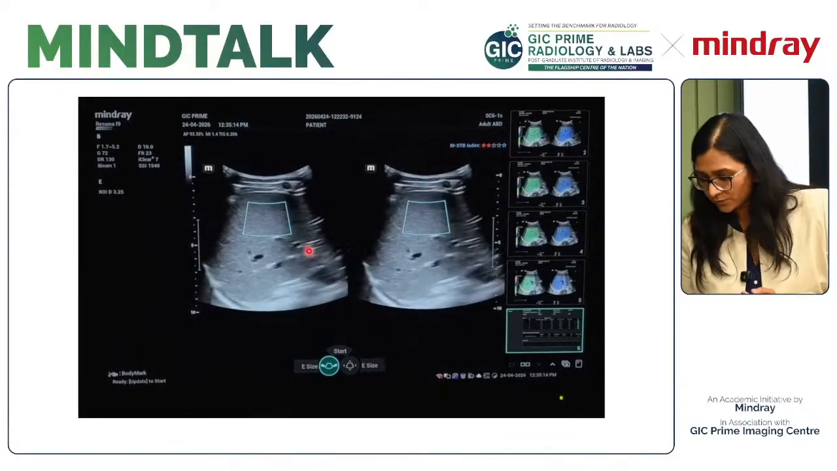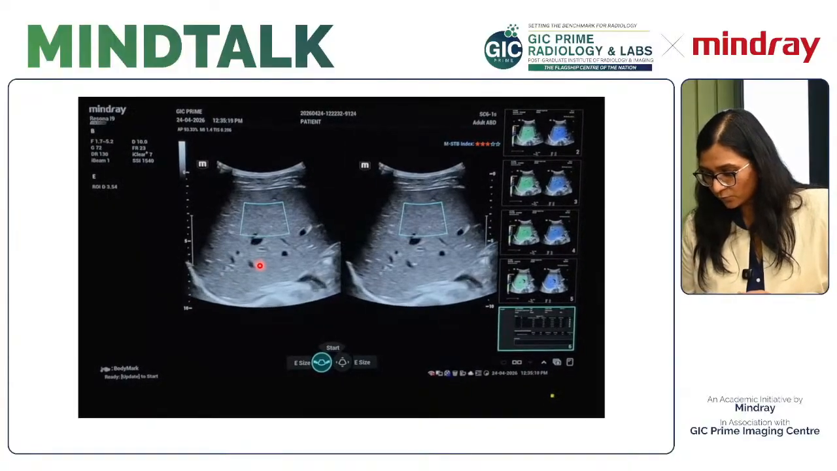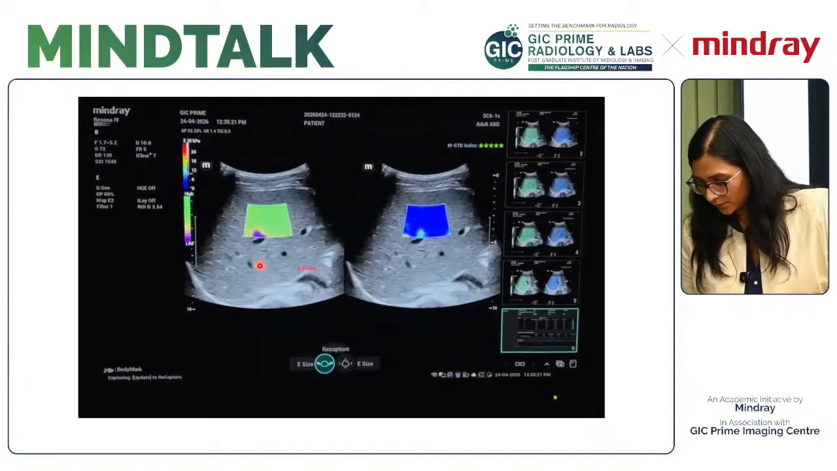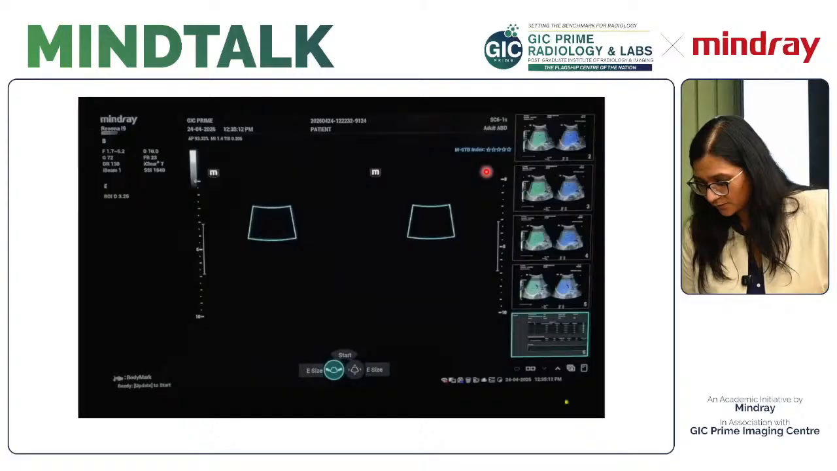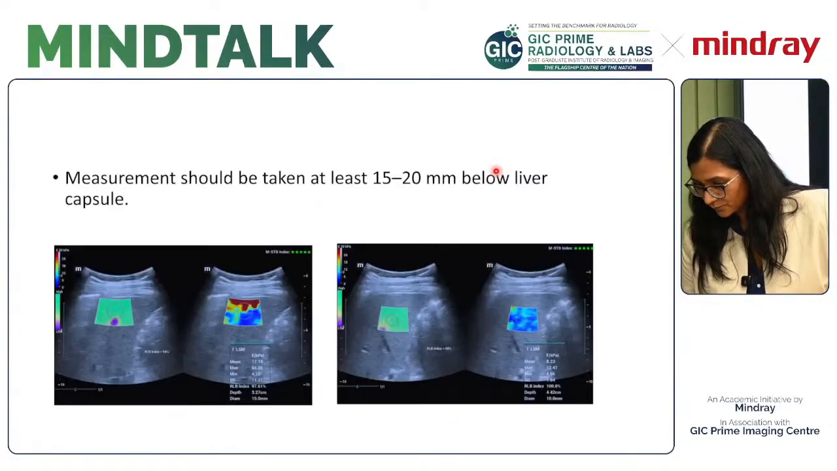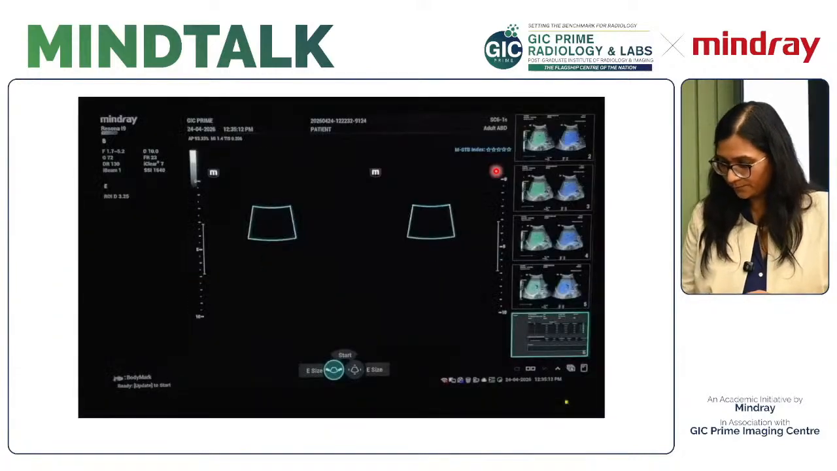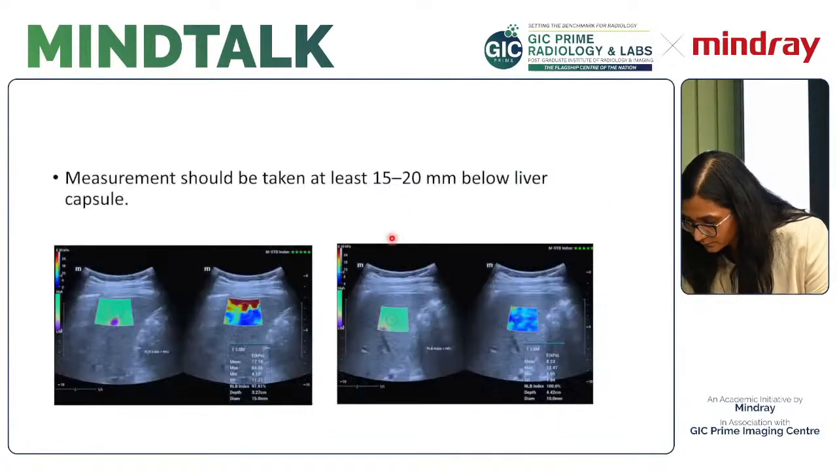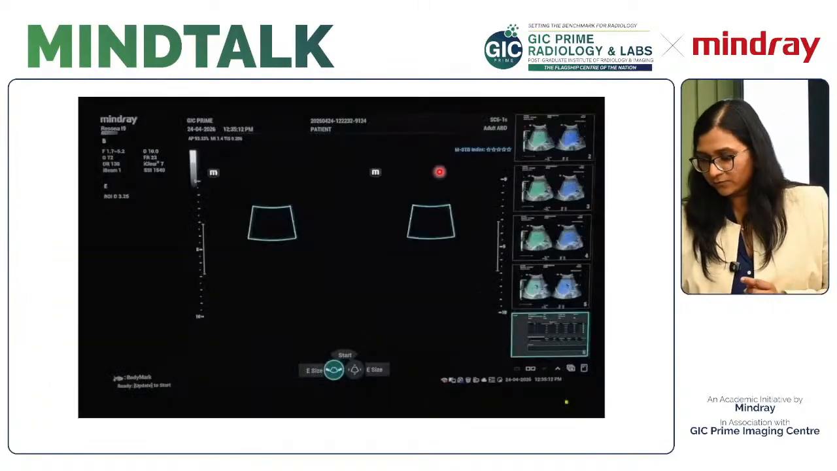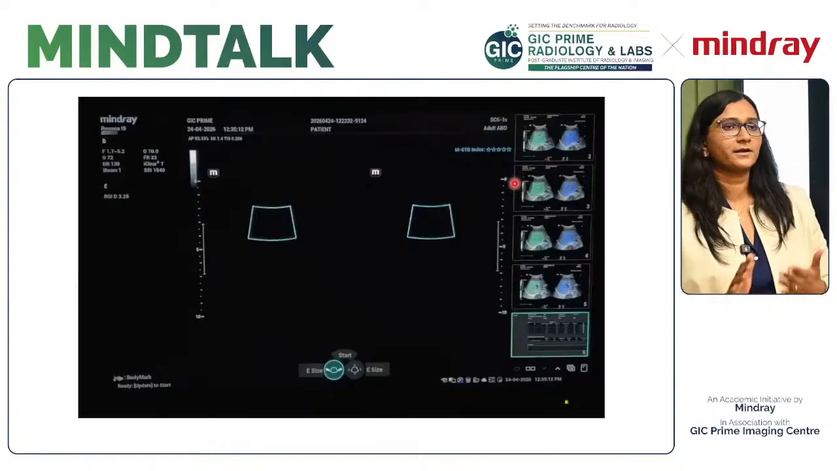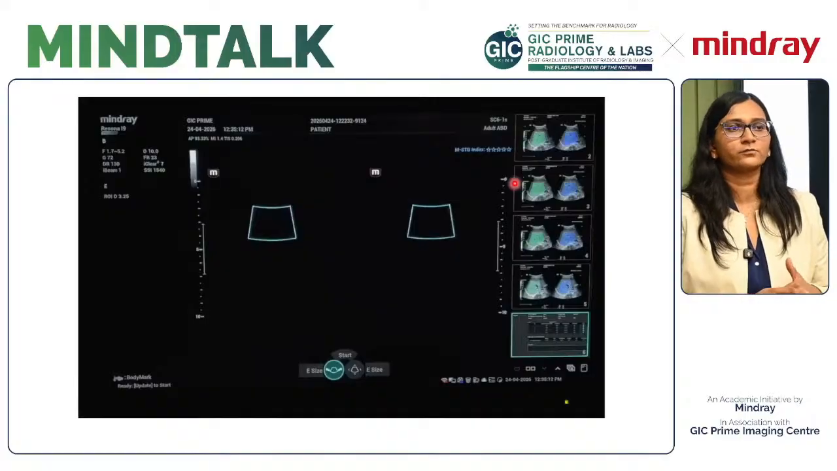Here, I have put the measurement box at least 2 centimeter below the liver capsule. Patient is asked to hold the breath and I have taken measurement. Here we can see that this is the MSTB index. It should be at least 4 to 5 star, and there is another reliability index which should be more than 80%. Total 10 measurements are taken and median value of which is calculated.